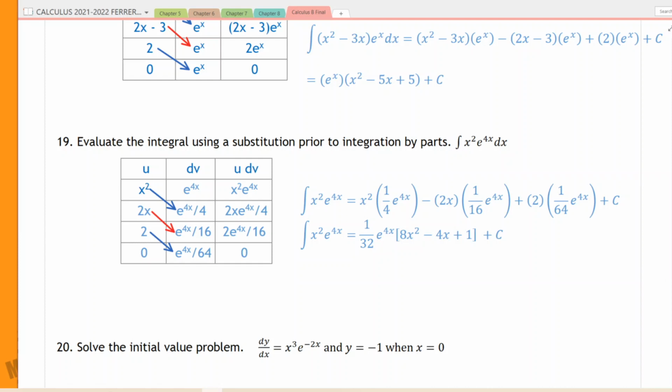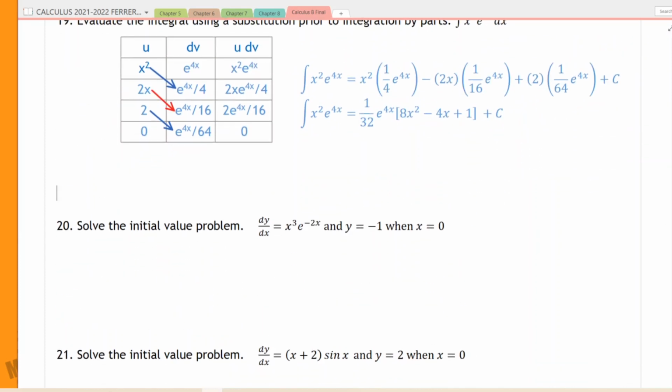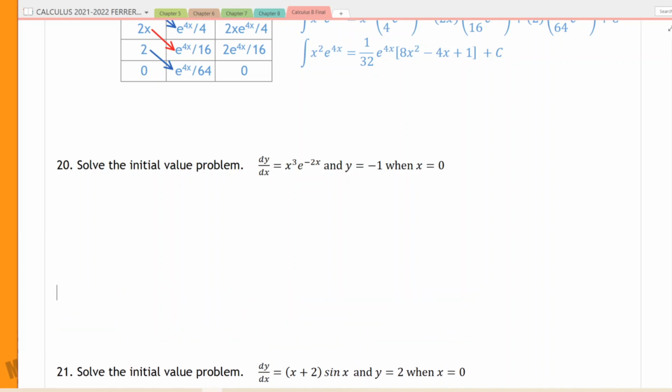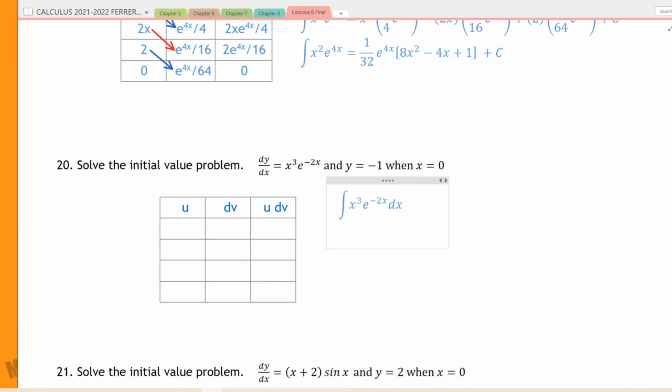Number 20, we've got solving an initial value problem, and we're also going to have to use integration by parts on this one because I'm looking at x cubed and e to the negative 2x. So let's find our antiderivative first. And looking at my integrand, I can see that I have, once again, an algebraic function, and we have also an exponential function. So the algebraic function is going to be my u, and my exponential function will be dv.